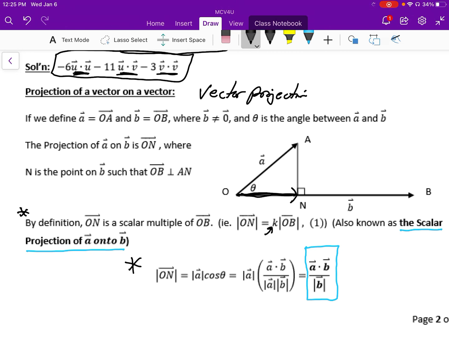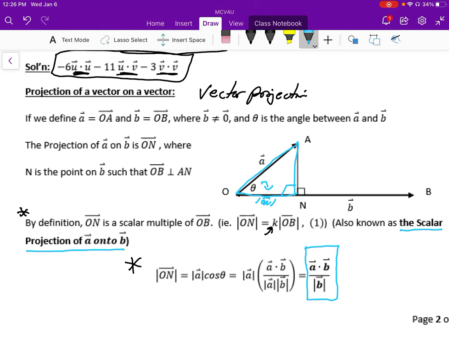We know that ON, if you look at the triangle OAN, you can see that you've got a right angle triangle, and the magnitude of ON is right there. It is the adjacent side of this right angle triangle to the angle theta. And so we use cos theta in order to calculate what the magnitude of ON is.